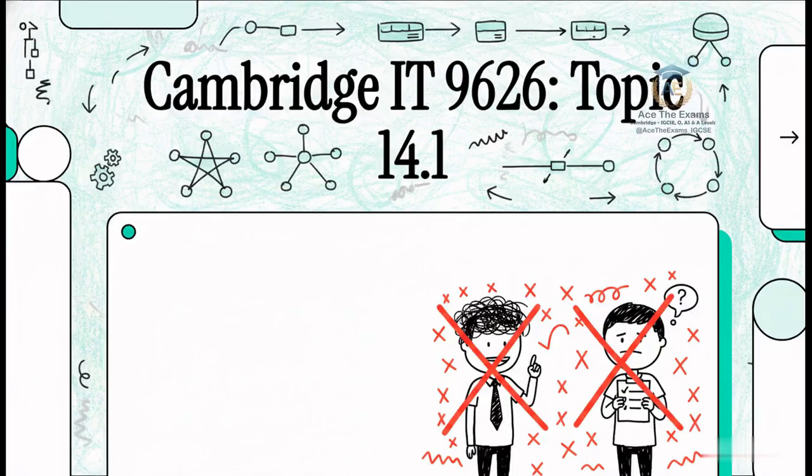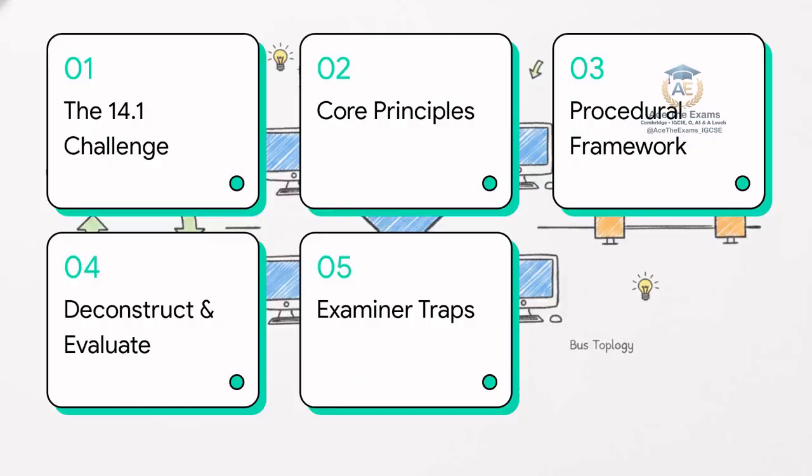We're going to build bulletproof arguments with stress-tested evidence and quality control. Okay, let's take a quick look at our agenda for today's masterclass. 1. The 14.1 challenge. 2. Core principles of assessment. 3. The procedural framework. 4. Deconstruct and evaluate. And finally, 5. We're going to uncover those sneaky examiner traps.